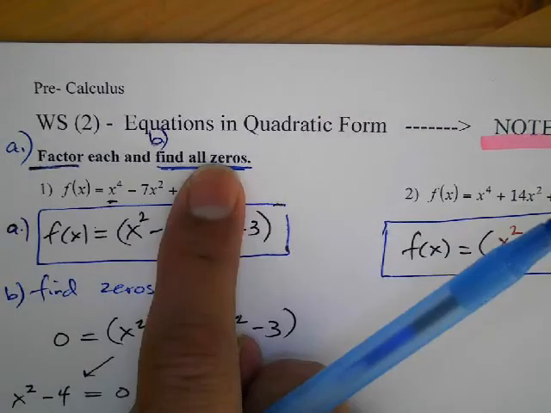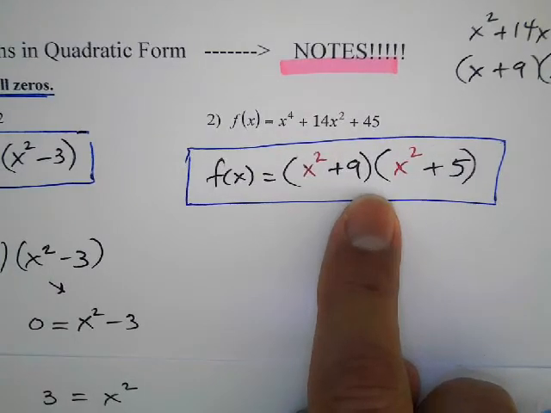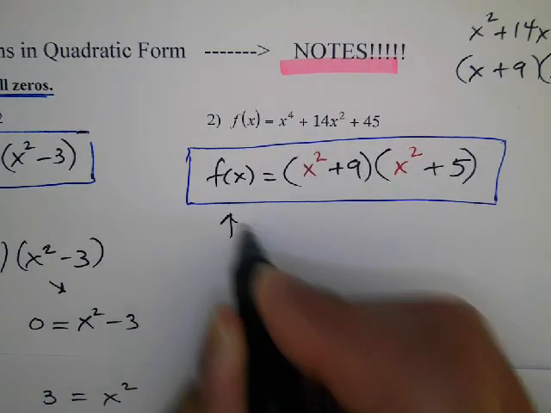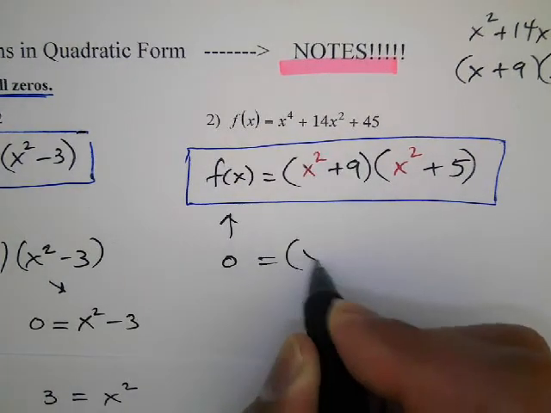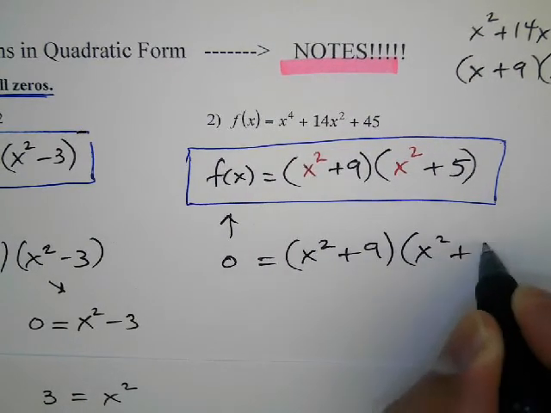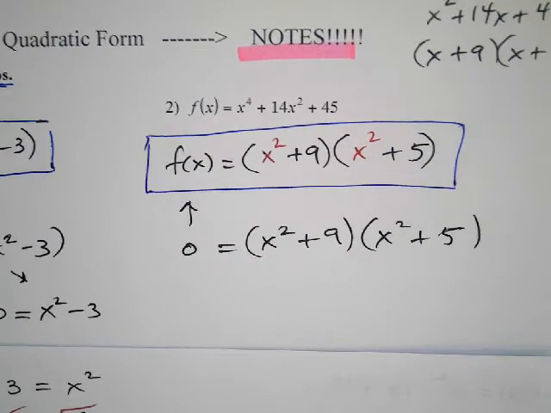Remember, you're doing 2 things for each of these problems. One, you're factoring it, and then now we're going to do part B. You're going to find all zeros. To find the zeros of a polynomial, you set it equal to what? You set it equal to 0. So set that equal to 0, so that 0 is equal to x squared plus 9 and x squared plus 5.